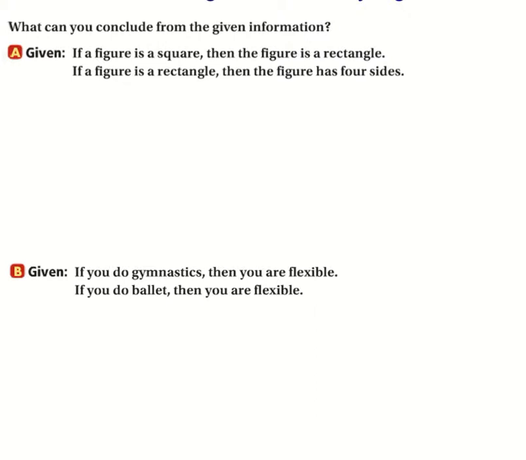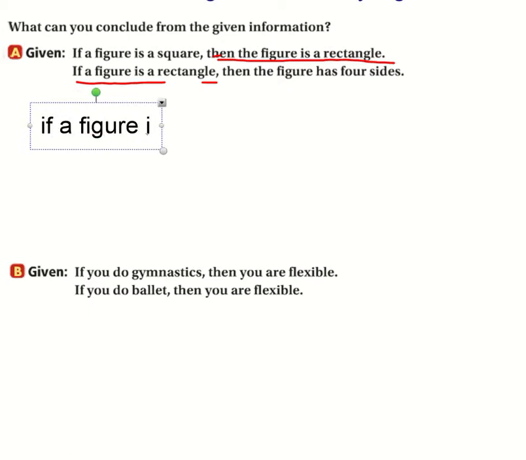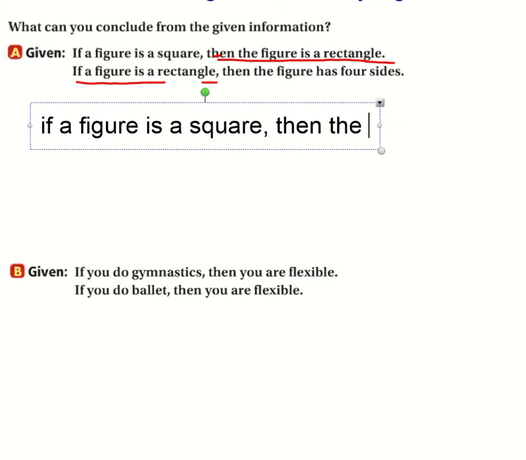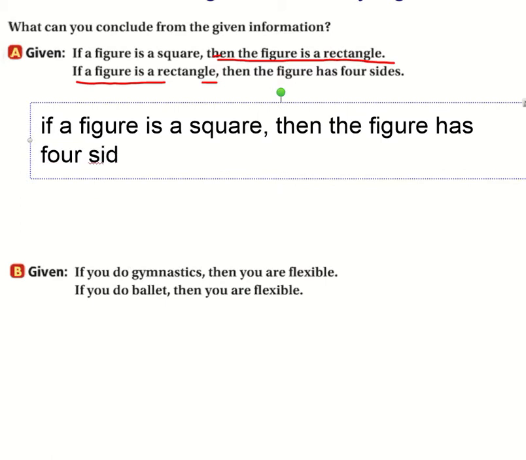It says, if a figure is a square, then the figure is a rectangle. If a figure is a rectangle, then the figure has four sides. The important part here is that we have this Q here, and we have it again. So the conclusion is then restated as the hypothesis. And so then what we can conclude is that if a figure is a square, then the figure has four sides because of those connections through.